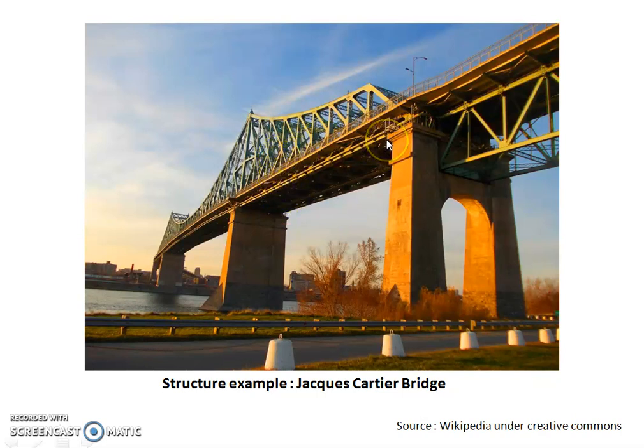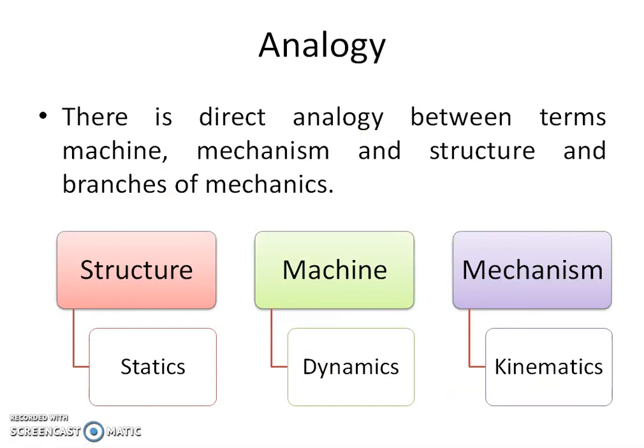So what is the meaning of all these terms that we discussed now? There is a direct analogy between the terms machine, mechanism, and structure. In a structure, the links or resistant bodies don't have any relative motion and are just meant to take up forces, so it deals with the branch of mechanics called statics, while a mechanism deals only with the consideration of motion, hence it comes under kinematics.